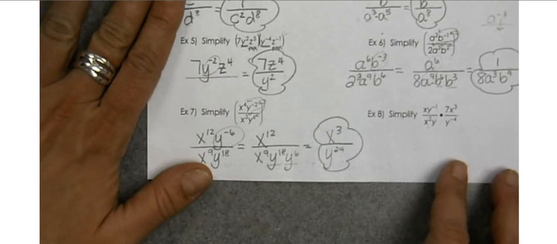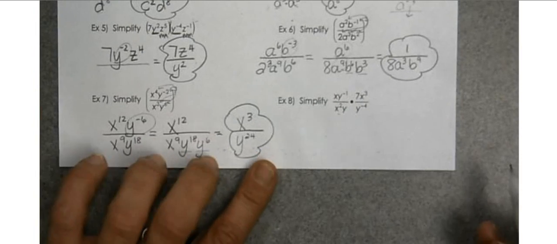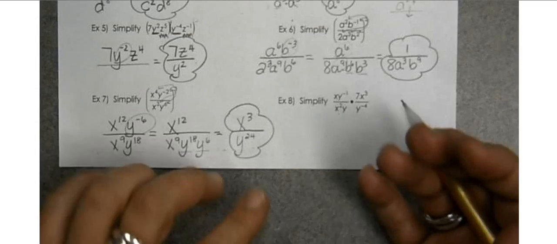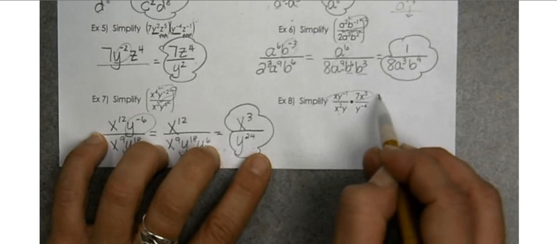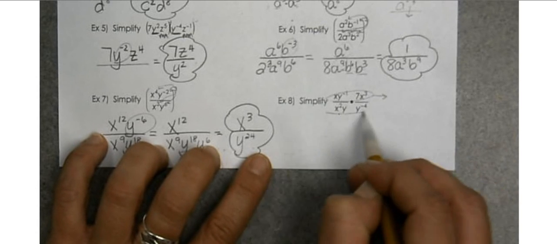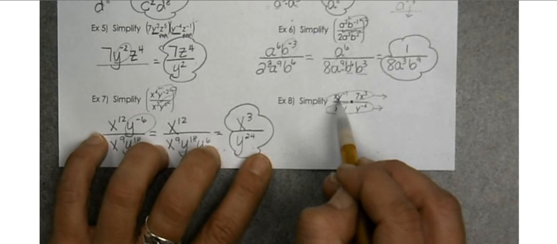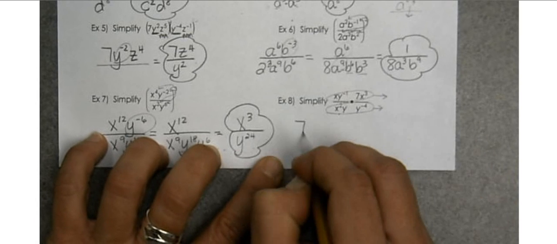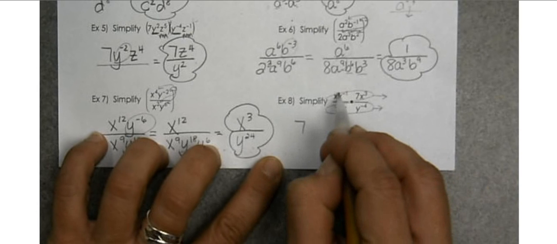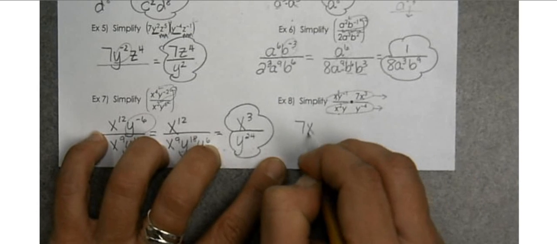In example 8, if you have a problem where they're multiplying 2 different quotients together, my suggestion is for you to multiply the numerators into one numerator, then multiply the denominators into one denominator, and then go from there. So if you were to multiply numerators, we start with the real numbers. I have 7. Then maybe the x's, I have x to the 1st times x cubed. That's going to give me x to the 4th.